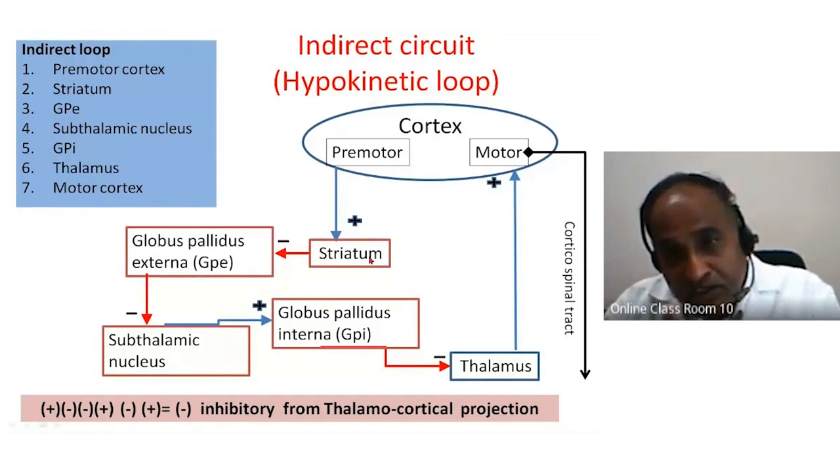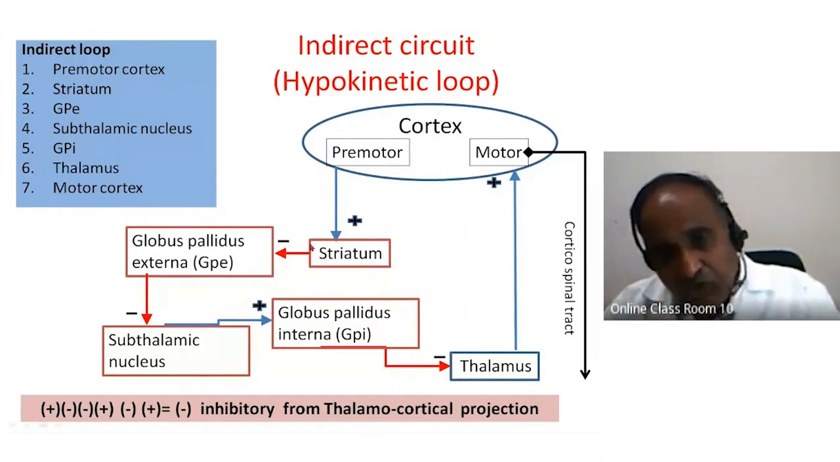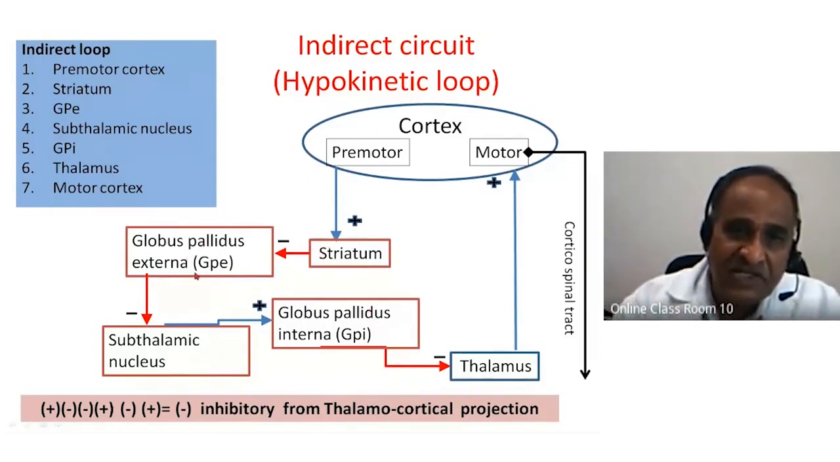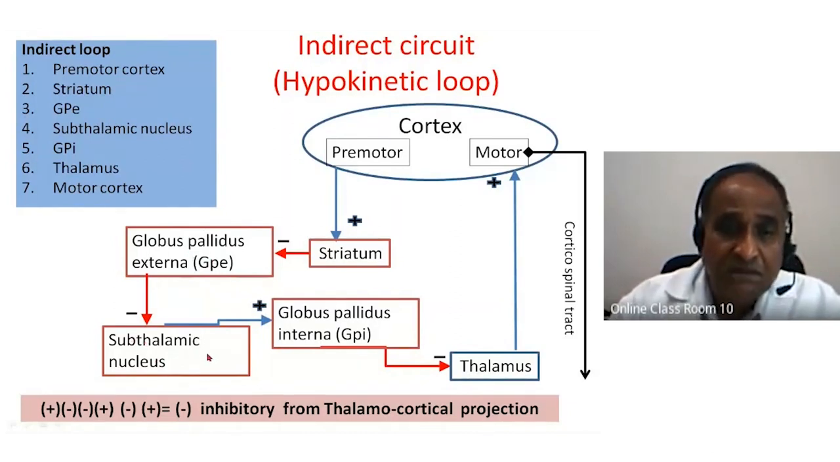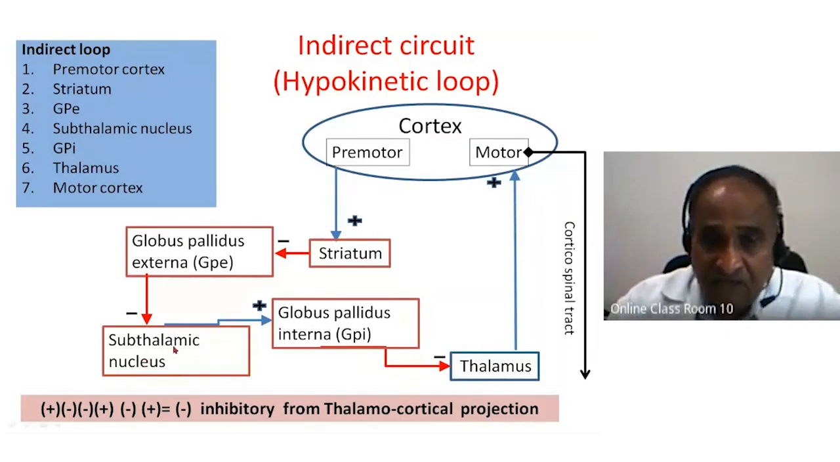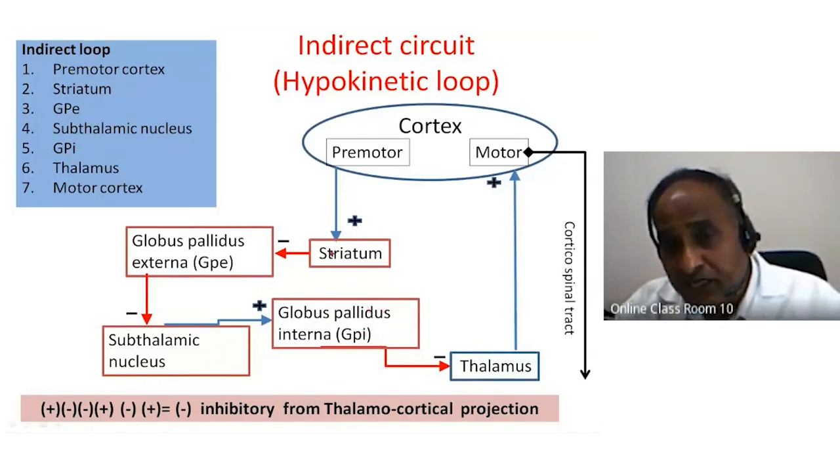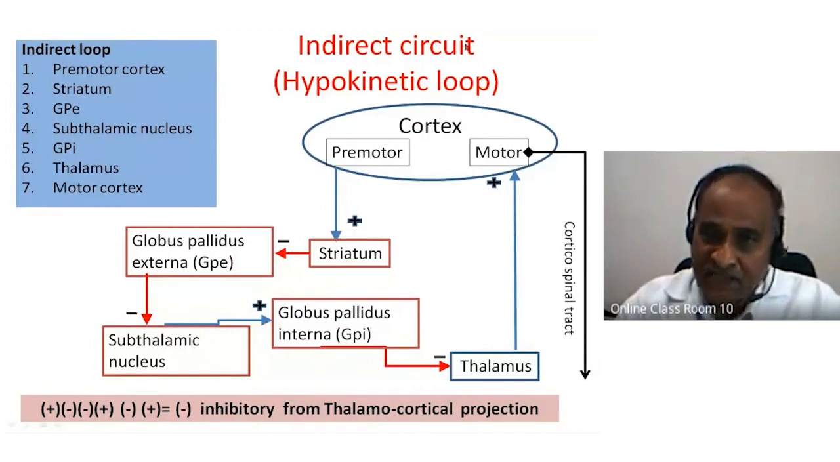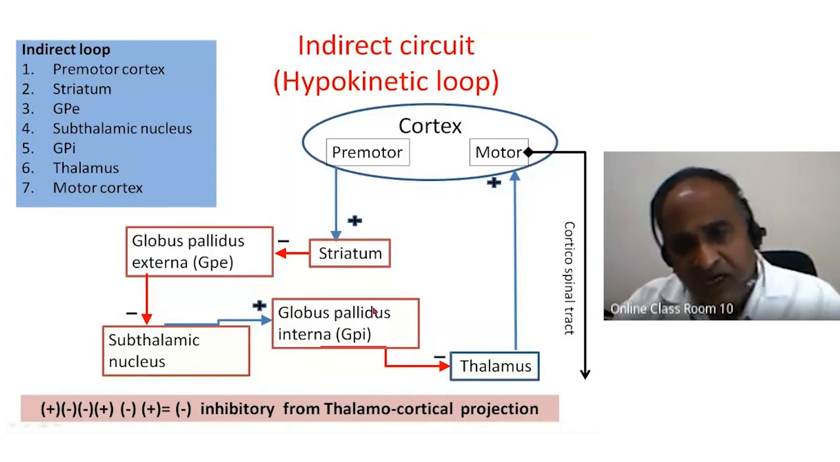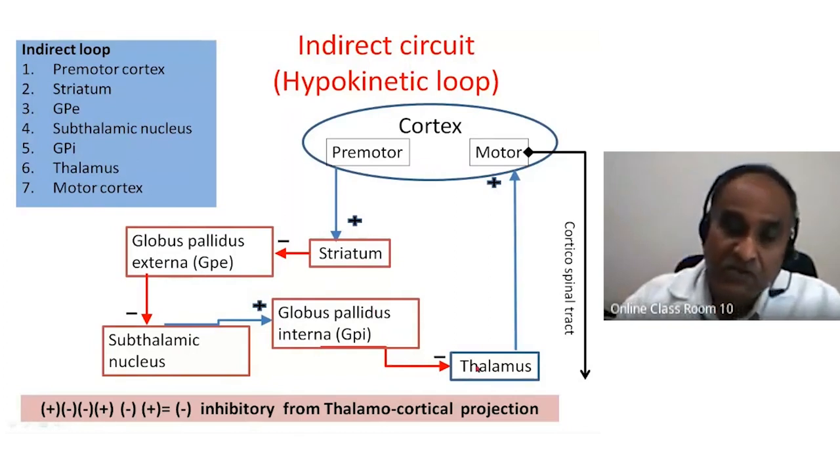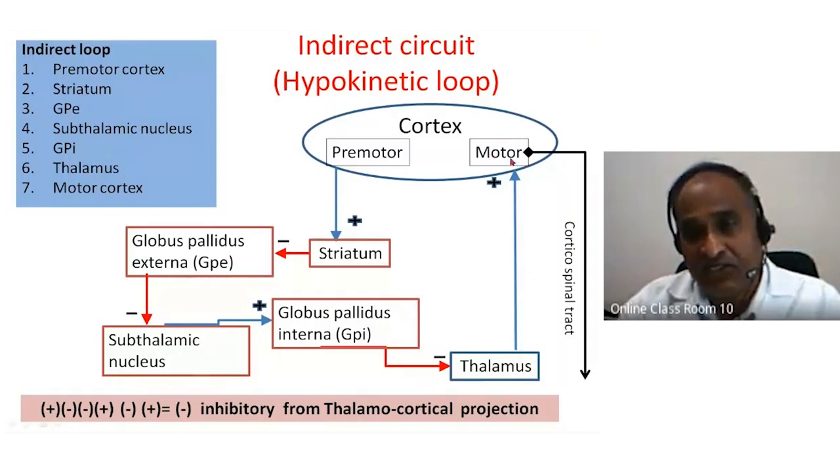From the striatum, in the previous one, it was going to the globus pallidus interna. No. The striatum sends information to the globus pallidus externa. The globus pallidus externa sends information to the subthalamic nucleus. Then the output of the subthalamic nucleus reaches the globus pallidus interna, because the striatum is not sending information directly to GPI. It will be sending information through GPE, subthalamic nucleus and then to GPI. That is why it is called the indirect circuit. And from the globus pallidus interna, again the path is similar. It sends information to the ventroanterior nucleus of thalamus and then to the motor cortex for the action.